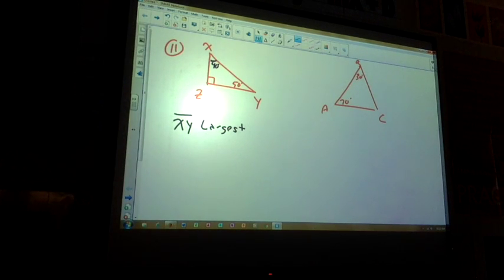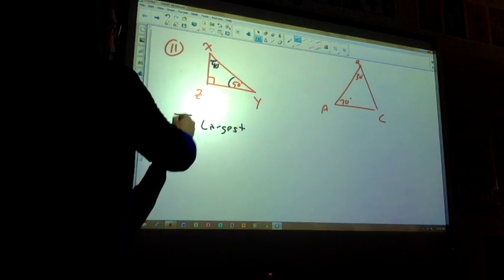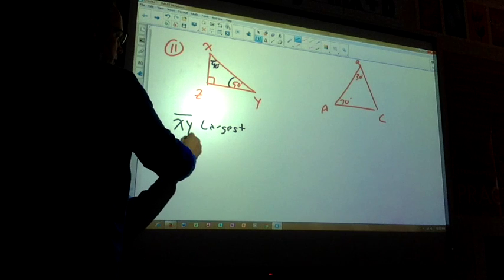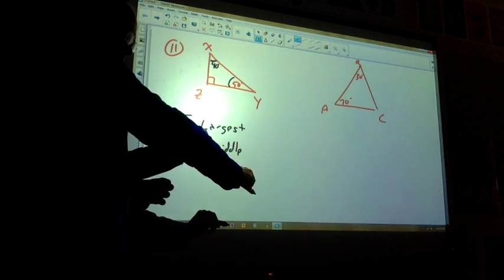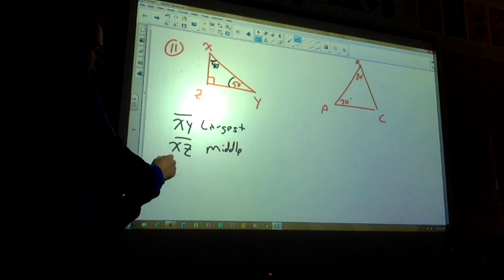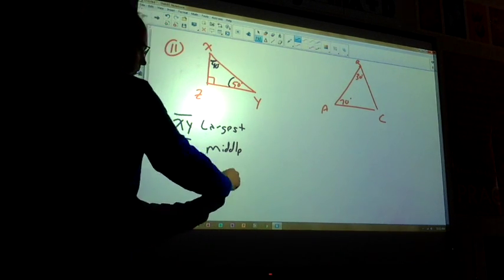Does that make sense? And then opposite of the 50 is our middle, because 50 is larger than 40. And then opposite of the 40 is ZY, which is the smallest. That make sense?